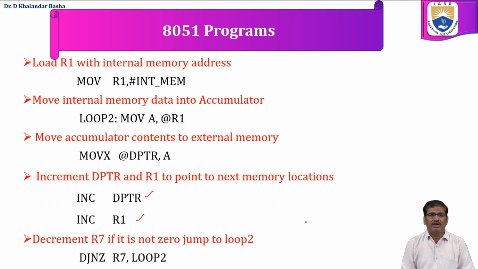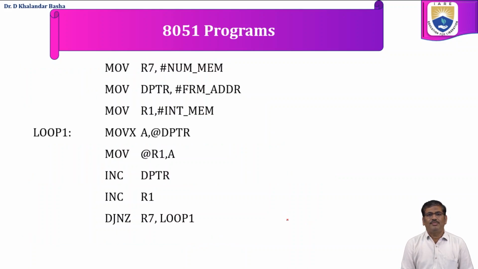Once all the memory location data are copied, then we go for ending the program. Now we will see the entire program in a single glance. Move R7, comma, hash number of memory locations. Move DPTR, comma, hash from address, which is nothing but the external memory address. Then move R1, comma, hash internal memory. So the internal memory address is copied into R1.